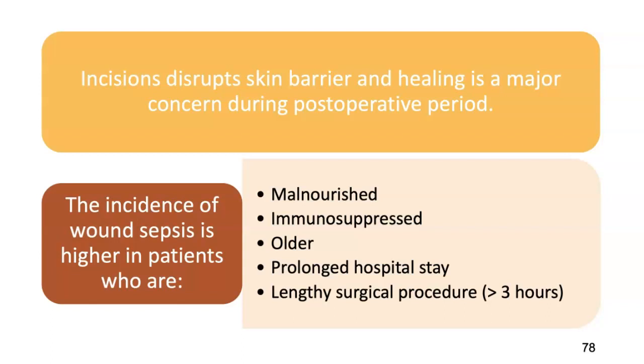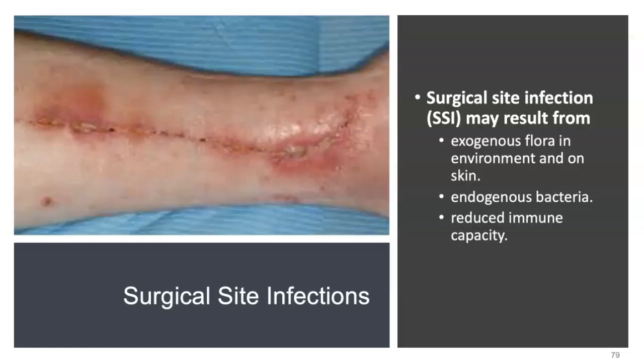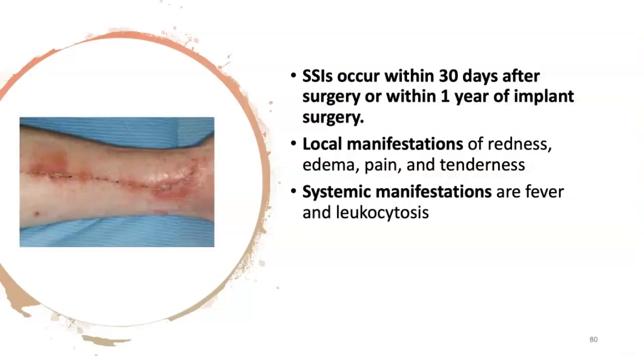And I would also say that wound sepsis is higher in patients on immunosuppressants, which is already here, but more so are diabetic patients. So surgical site infection may result from exogenous flora in the environment or on the skin, endogenous bacteria from within, or a reduced immune capacity. Surgical site infections occur within 30 days after surgery or within 1 year of an implant surgery. Local manifestations include redness, swelling, edema, pain, and tenderness, and systemic manifestations are fever and leukocytosis.